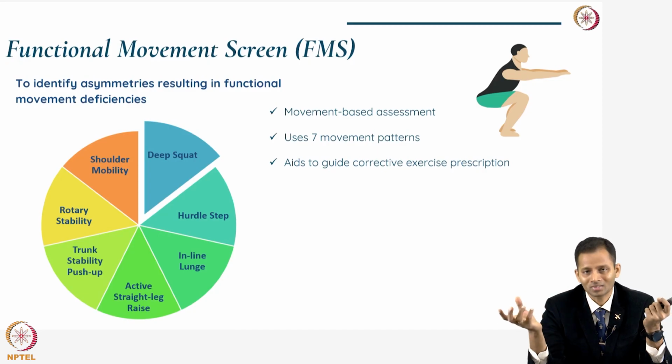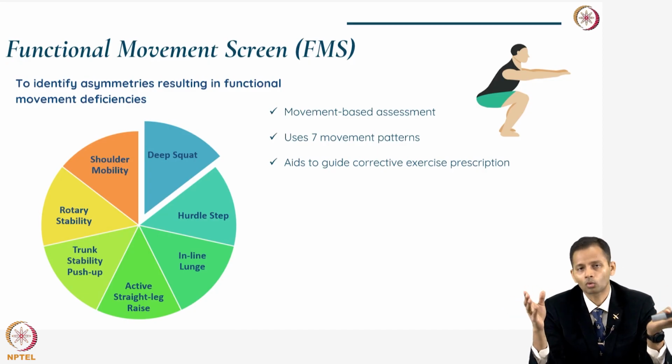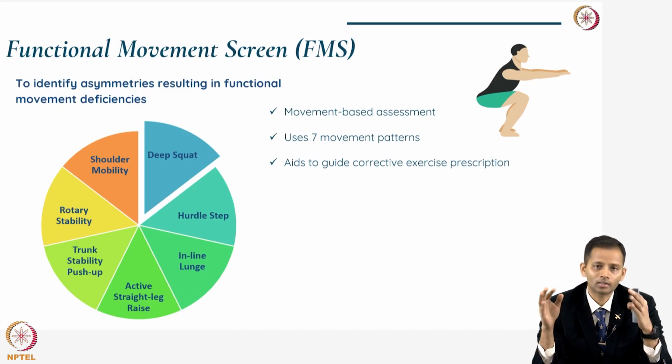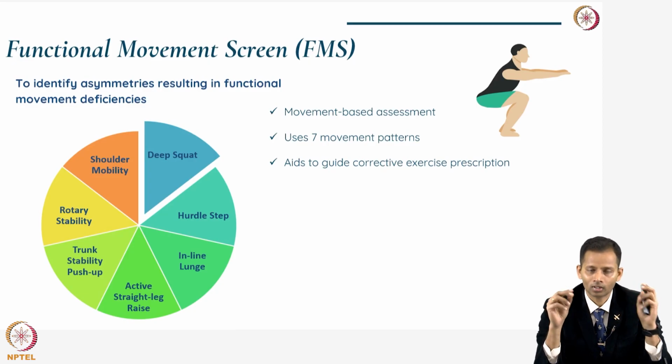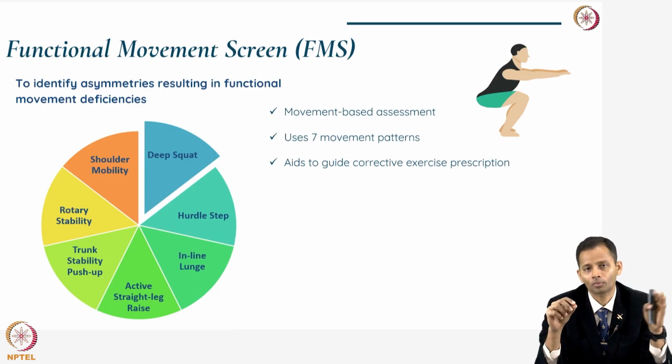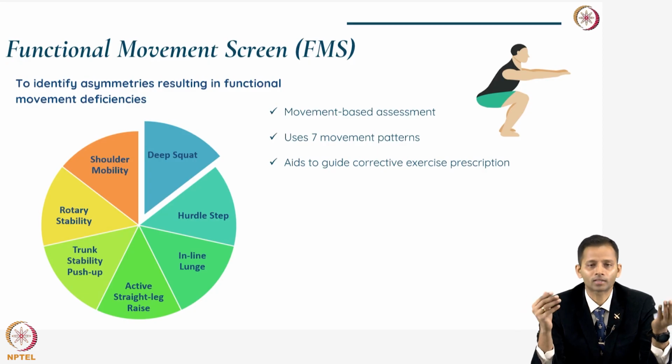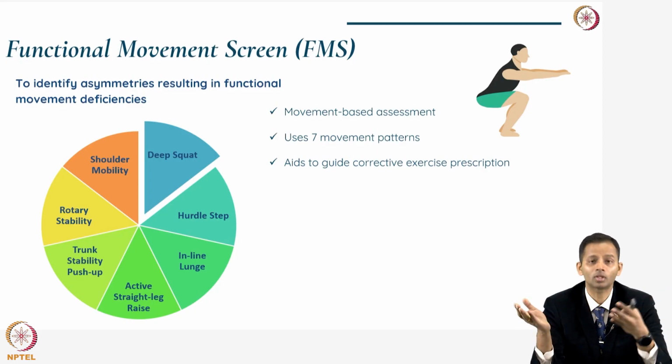Minimum is 1, maximum is 3. So the maximum total score becomes 21, and in each of the movements, if the score is 2 or below, you can give a corrective exercise prescription to increase it to the maximum level.